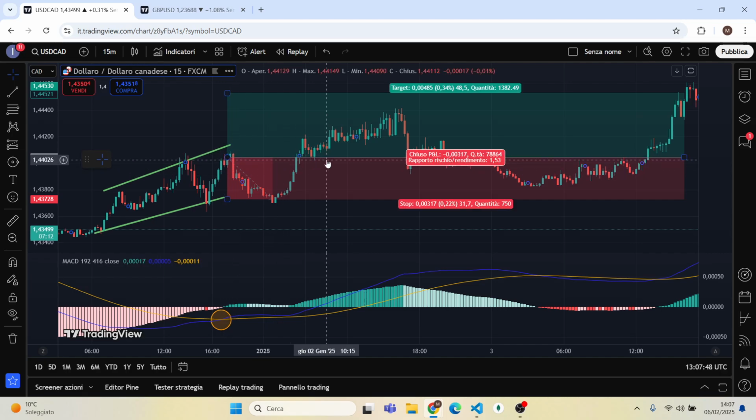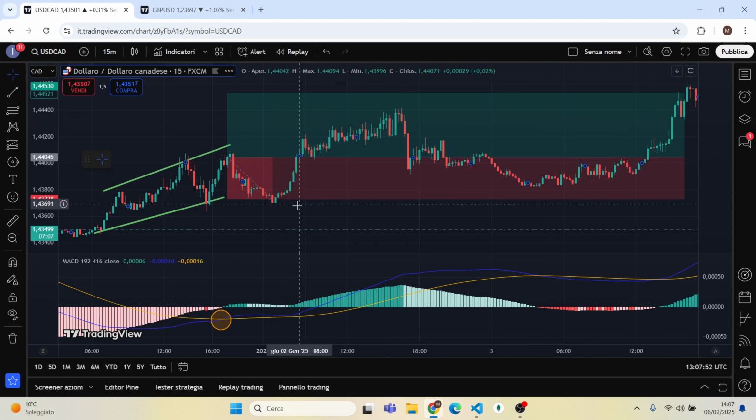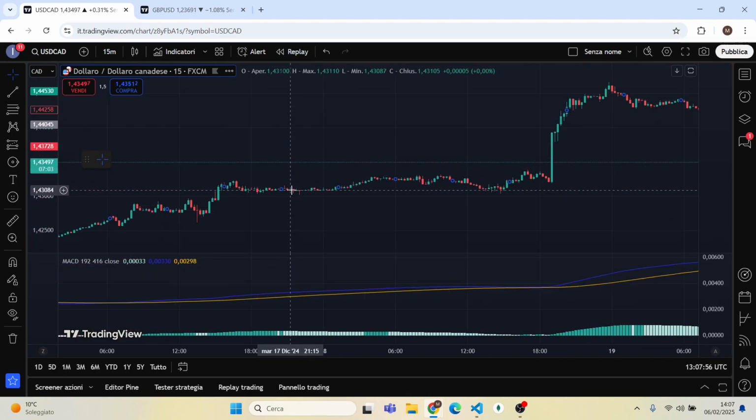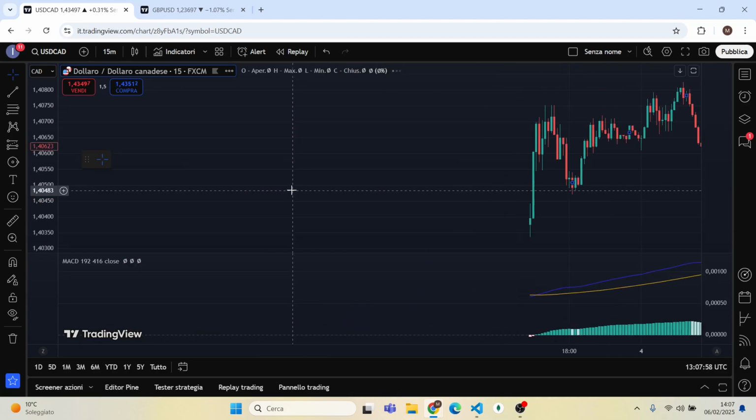And in this case, it would have been a fail. Sorry, almost a success, but it would have hit your stop loss here. So let's check also a short trade.